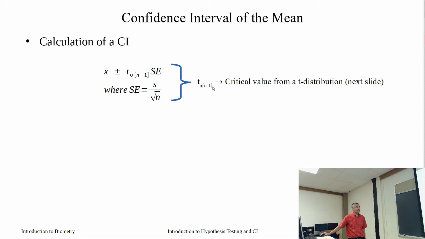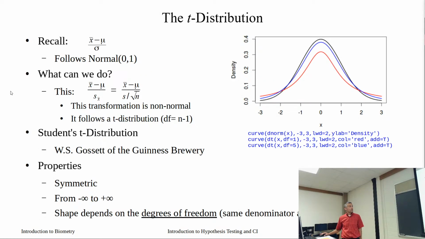Where do we get the t-value? Well, the t is a critical value from a t distribution. It's a critical value from a t table, where degrees of freedom is our sample size minus 1. So what is the t distribution? Well, the t distribution is another continuous distribution. We've already learned about our normal distribution.